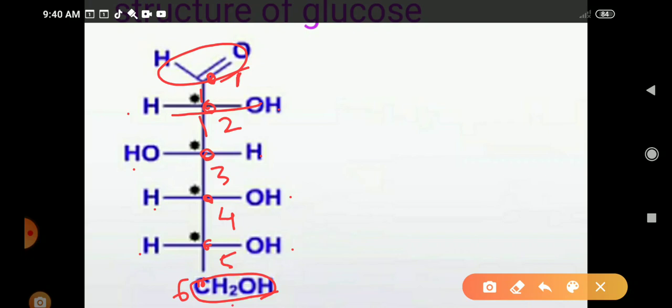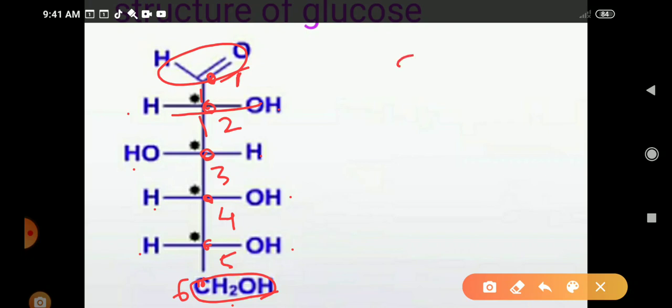Now how can we learn the structure easily? So let us, I am making it here. You need to also draw in the same way because it is an optically active molecule. So the position of OH and H plays a very important role here. Therefore you have to keep the position of OH and H in the right place. So let us discuss how we can draw the structure.